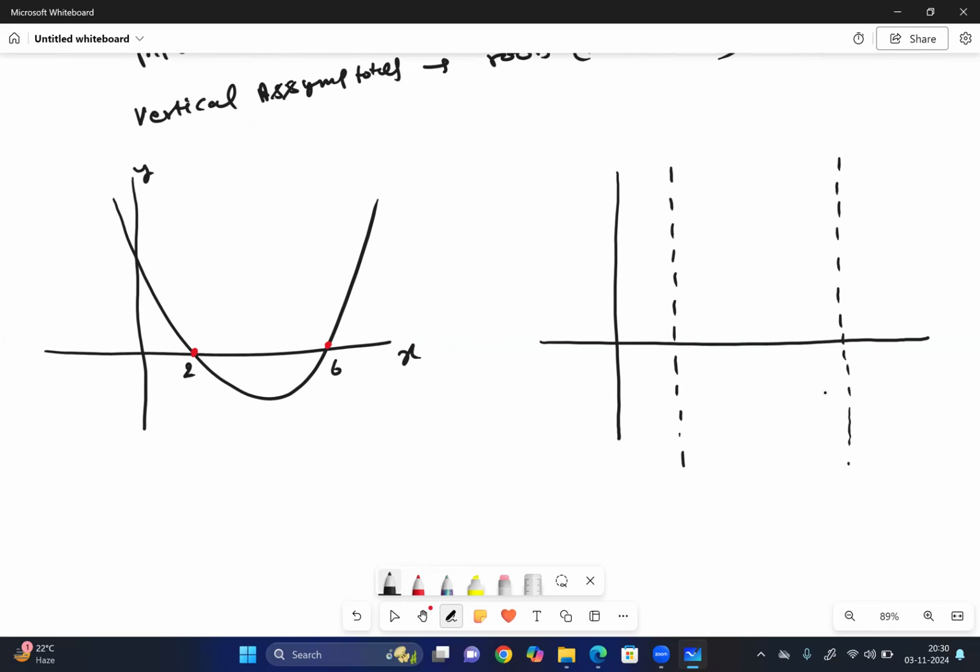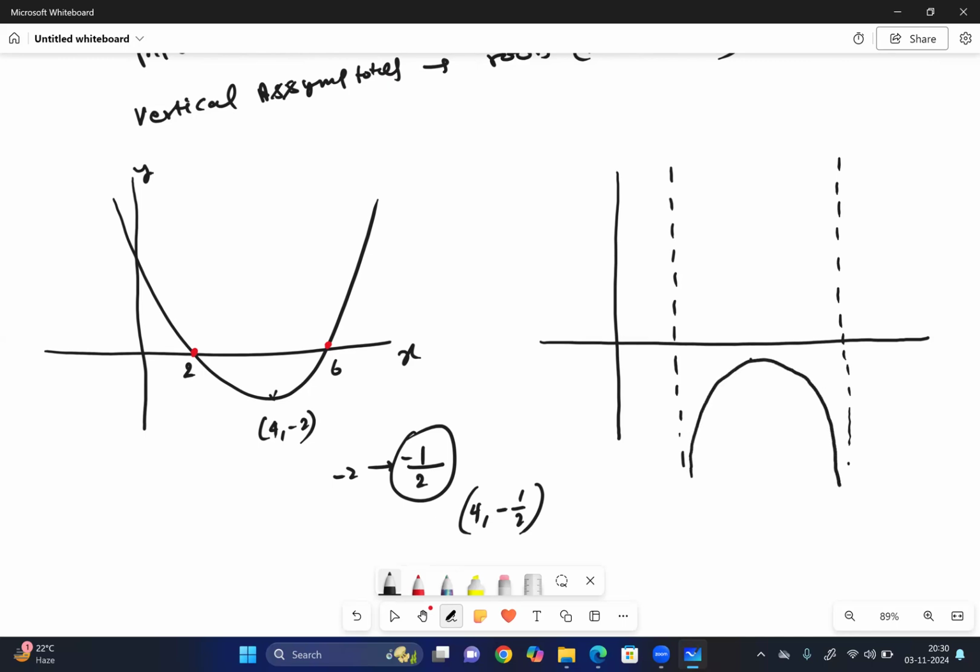Now, this is the maximum point. So for example, this is 4, minus 2. I'm taking that. So the reciprocal of minus 2 is what? 1 upon minus 2, isn't it? So our vertex will be 4 comma minus half. That has come here, and our shape will be like this. Look at this, because these are the asymptotes.